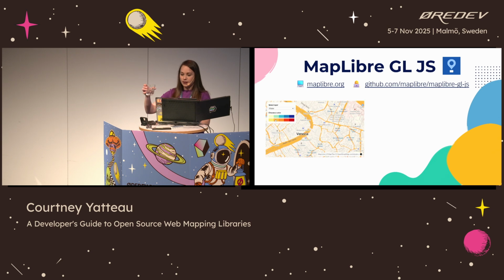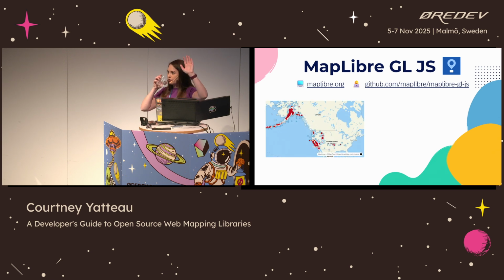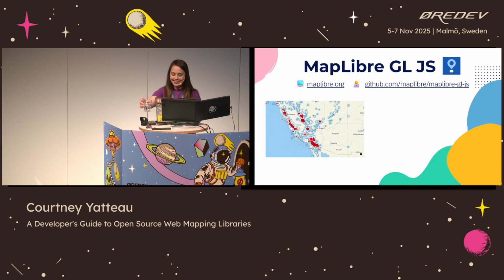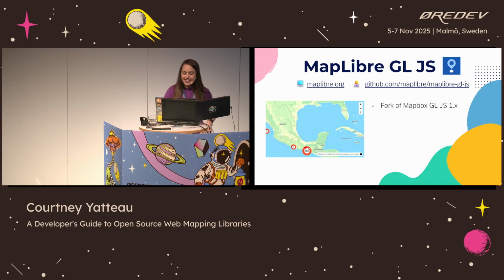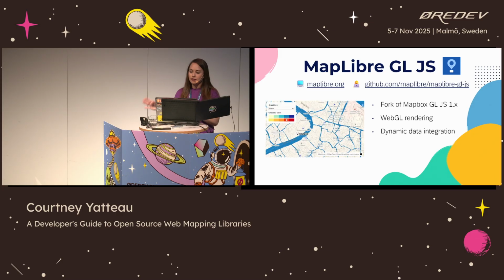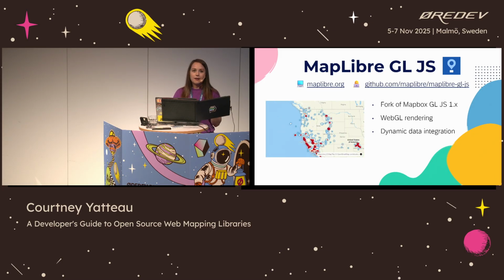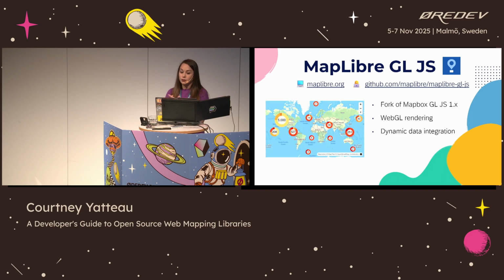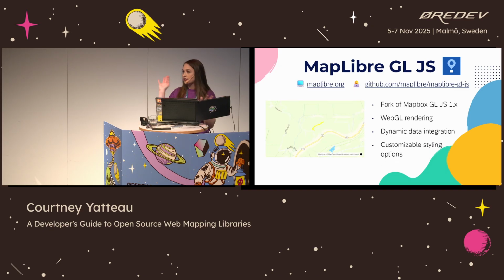So let's look at MapLibre GL JS. Has anyone used MapLibre before? Okay, so it is a bit more powerful of a library to use. It's a fork of Mapbox GL JS. It uses WebGL rendering. Basically, it's going to handle vector tiles really, really well, and has lots of different custom styling options.